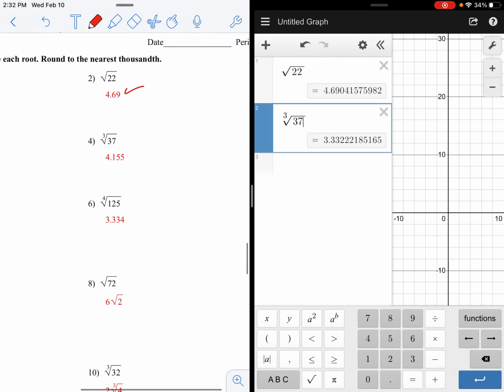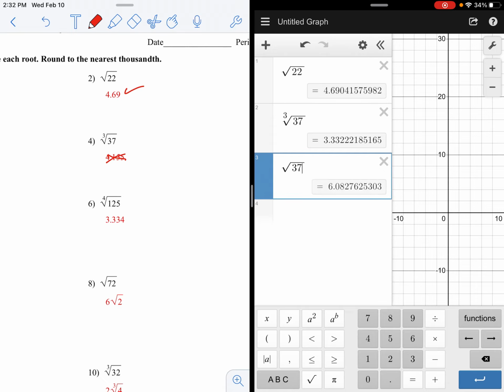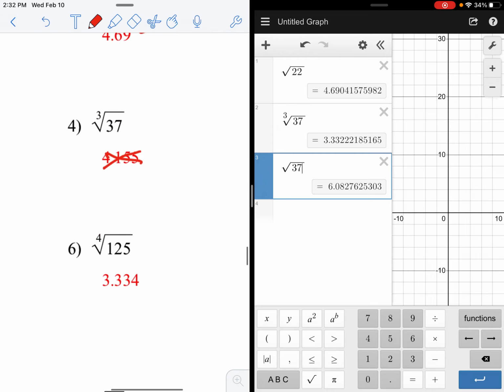4.1, 2.55. That can't possibly be right. Okay, I admit I made this answer key, and I think I accidentally did the square root of 37. No? Why is that so wrong? Cube root of 37, 3.332. All right, I don't know where I got that from.